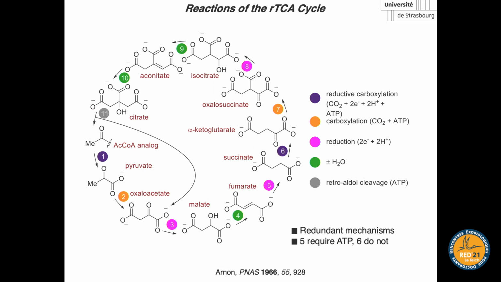Now we will have a look at the reductive Krebs cycle, which is also called the rTCA cycle. So it runs in the counterclockwise direction. It has 11 reactions. 5 of these reactions require ATP, 6 do not. We have this self-amplifying, autocatalytic loop. Reactions are simple. So we also wanted to check whether maybe some or all of these reactions can be promoted by metals non-enzymatically. We were, of course, not the first ones to try to do that.